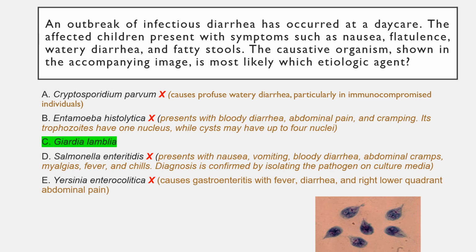And option E is incorrect as Yersinia enterocolitica is spread via contaminated foods or water and causes gastroenteritis-like symptoms including fever, diarrhea, and abdominal pain, usually around the right lower quadrant, and it mimics the presentation of appendicitis.